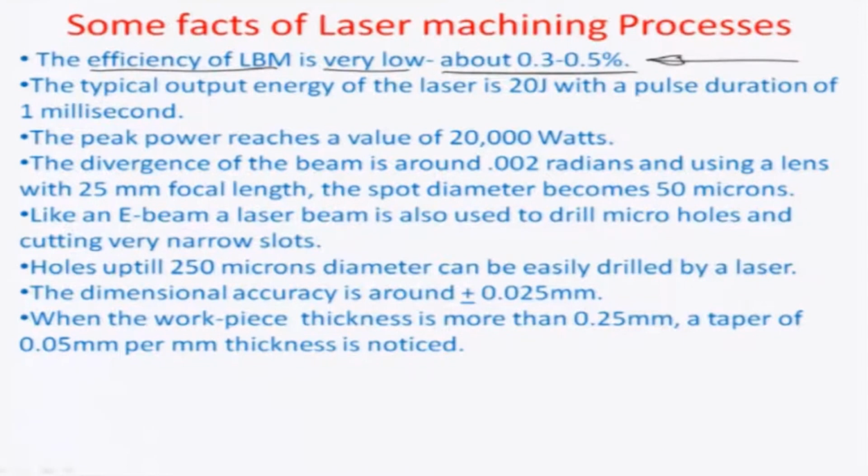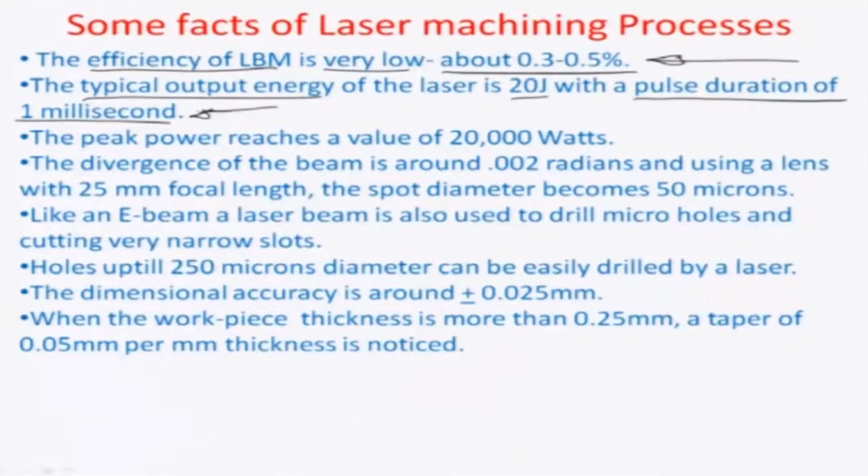Okay. Another important aspect of such lasers is that the typical output energy of a laser like this is about 20 joules, with a pulse duration of almost 1 millisecond. Now, this has improved a lot over the past so many decades of research in laser technology, and these days we can get femtosecond lasers based on molecular switches, which have an extremely high frequency and low duty cycle.